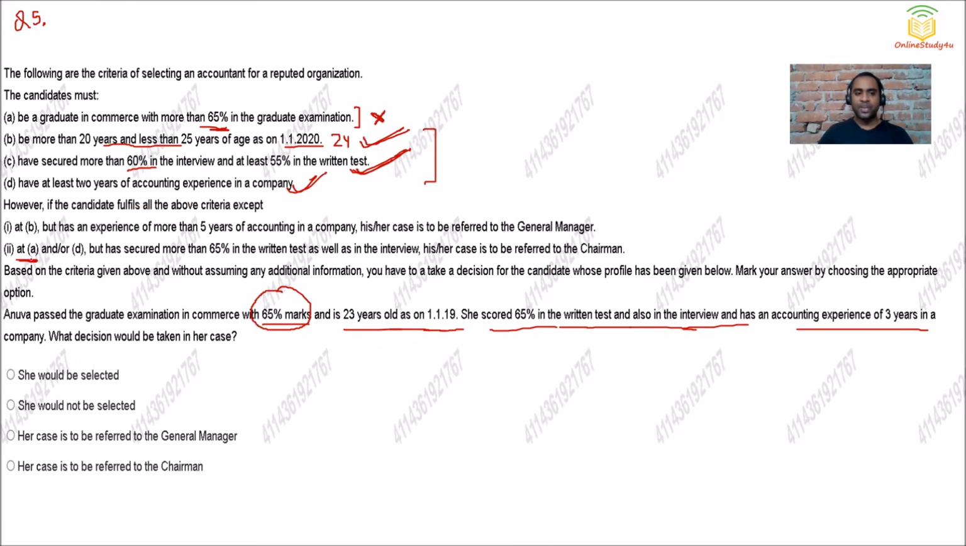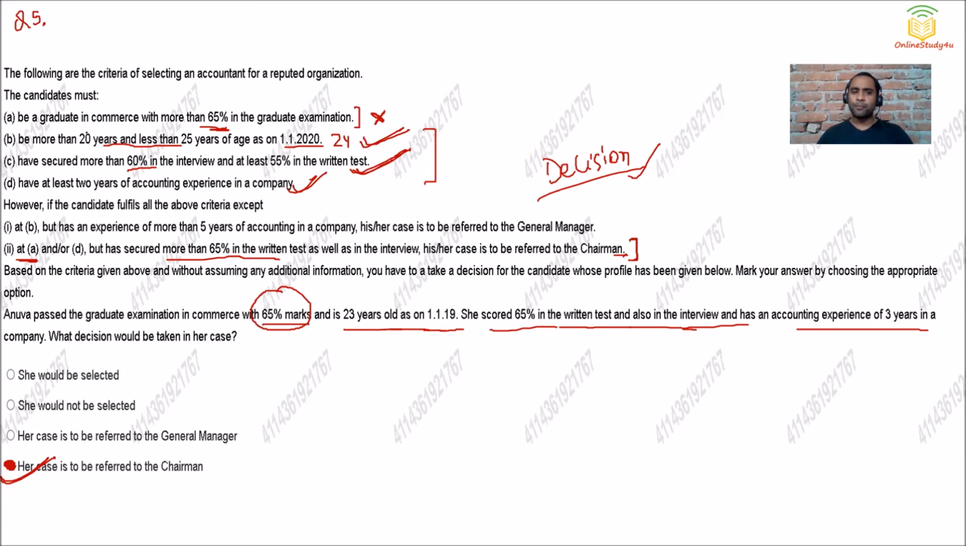So if A is not satisfied or D, in that case, if she has secured more than 60% in written test as well as the interview, her case is referred to the chairman. So in that case, her case will be referred to chairman. I have also done one question on this decision making, and the link will be provided in the description, so do not worry. So you will be getting an idea with that.